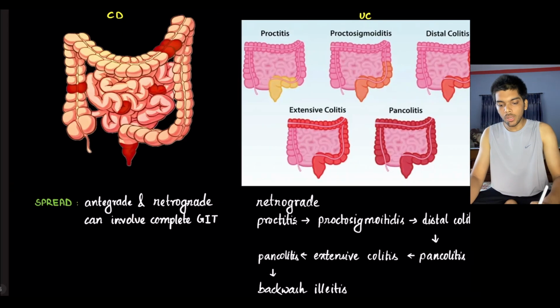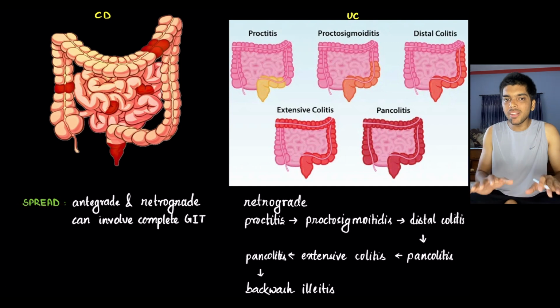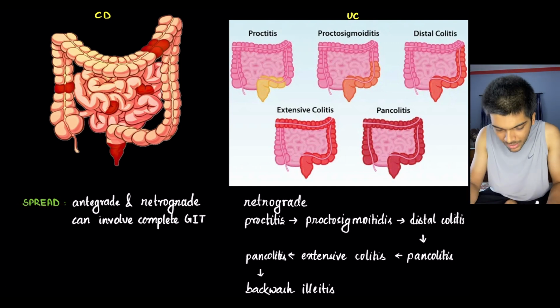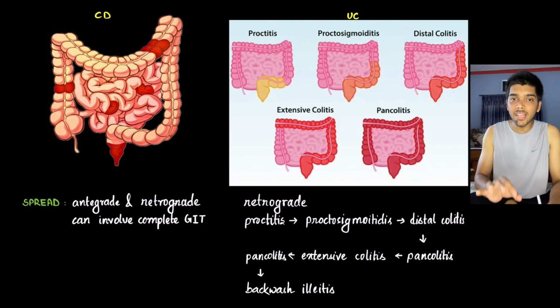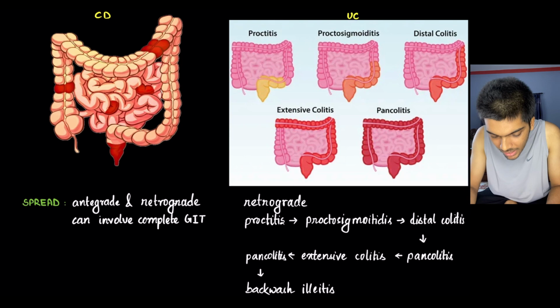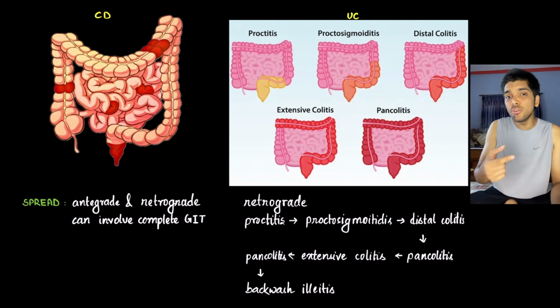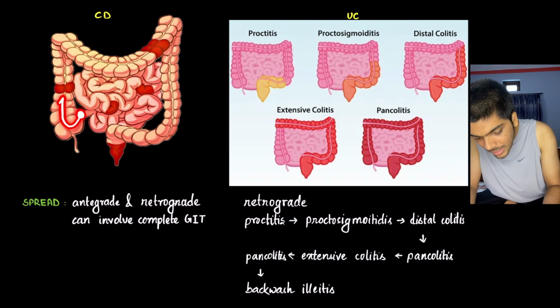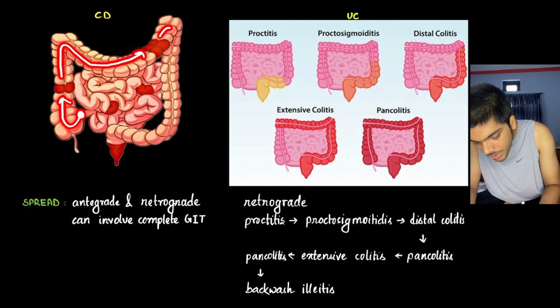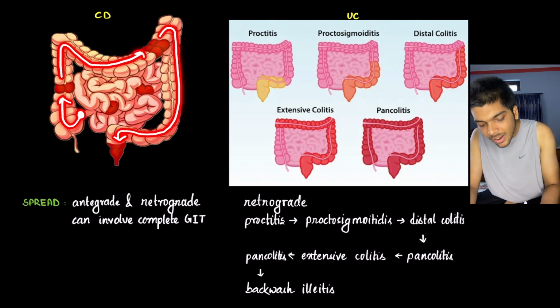All right. Next, spread. So in Crohn's disease, what did I say? The most common sites of lesion are your terminal ileum, the ileocecal junction, and the cecum. Let's say the lesion begins at the ileocecal junction. Now from the ileocecal junction, the lesion spreads both forward and backward, that is both antegrade and retrograde spread. Antegrade from the ileocecal junction, it is going to involve the large intestine, the colon. And retrograde, it is involving the small intestine.